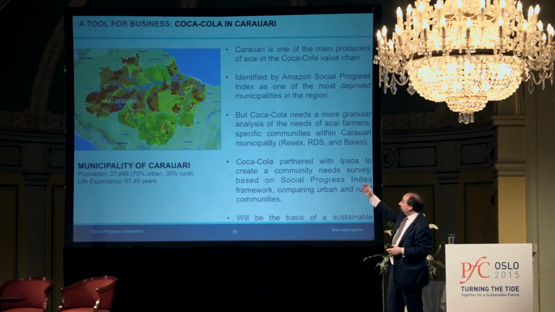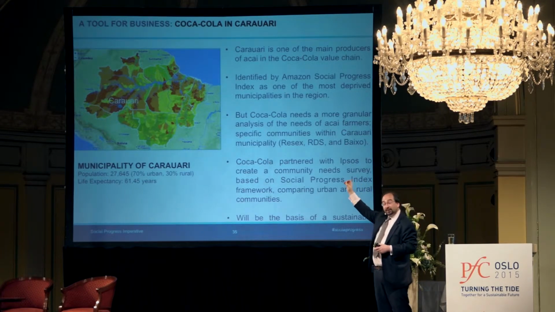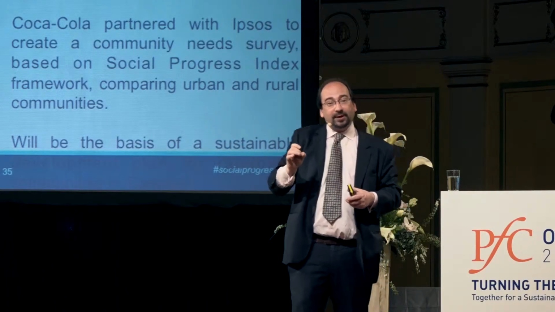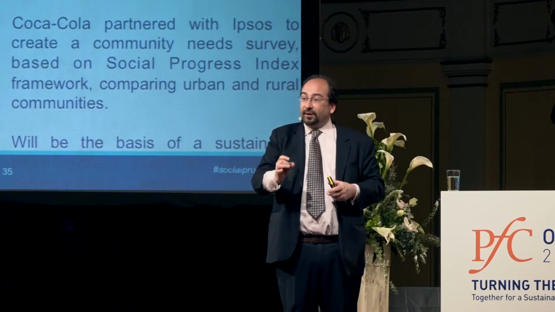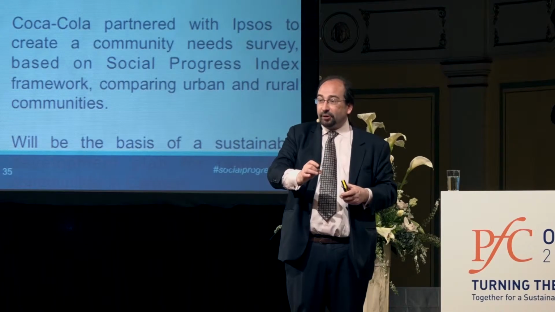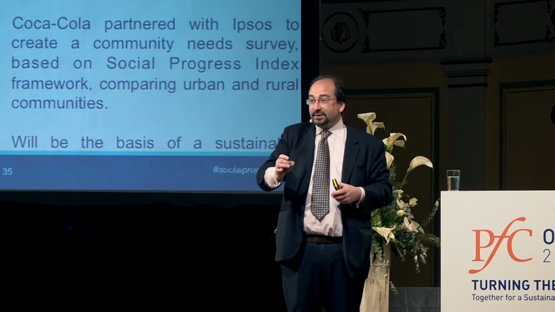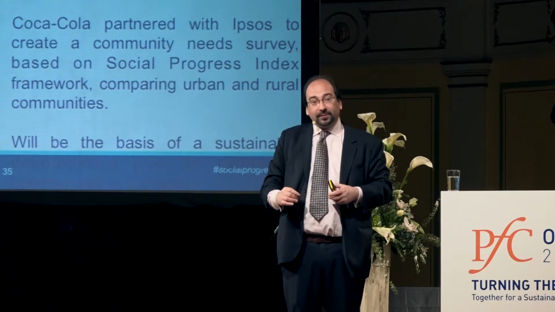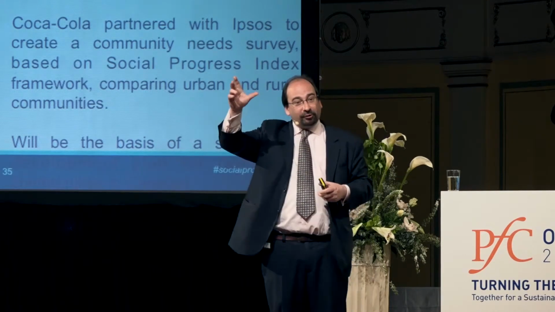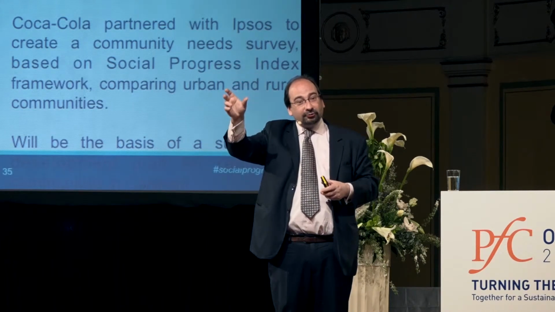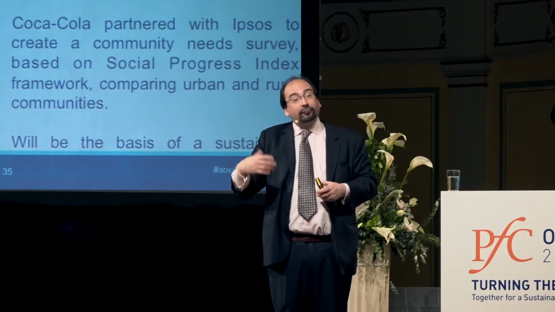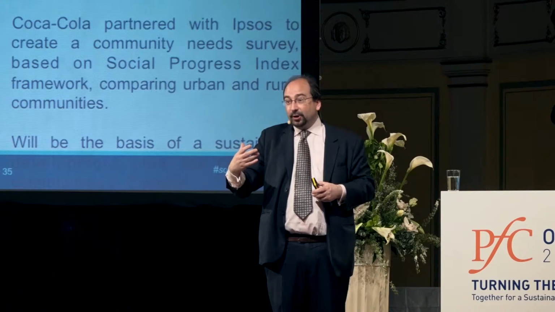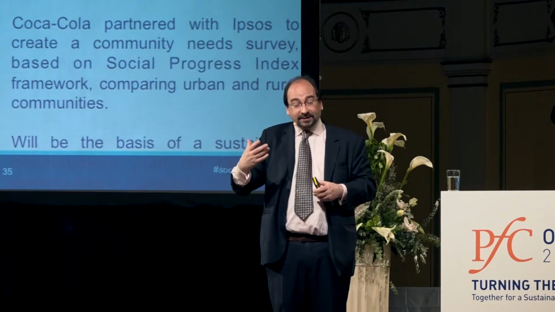So Coca-Cola have taken the Social Progress Index for the Amazon region, and they've refined it even further, partnering with Ipsos to create a community-level social progress measure that's going to be informing Coca-Cola's social investments program, but also that of other businesses like Natura and also the local government. So we've taken the Social Progress Index from the world to the country, to the state, to the municipality, and the community. And that really can be applied anywhere in the world, to any community of any scale.